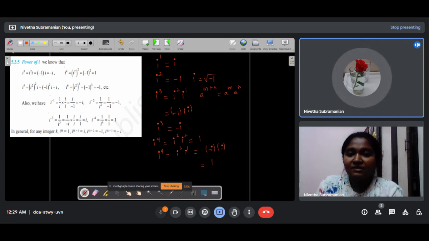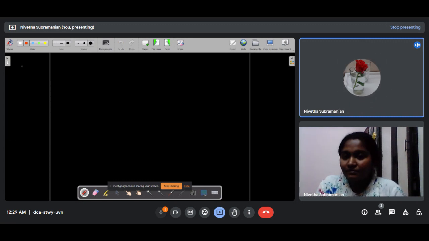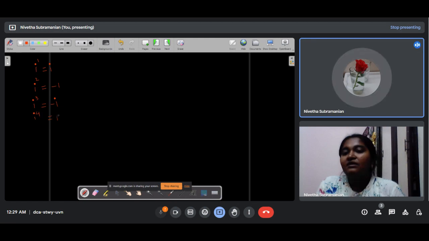So now I get those values. That is nothing but i power 1 is i, i square is minus 1, i cube is minus i, i power 4 is 1. So by using this, I'm going to find the higher powers of i.